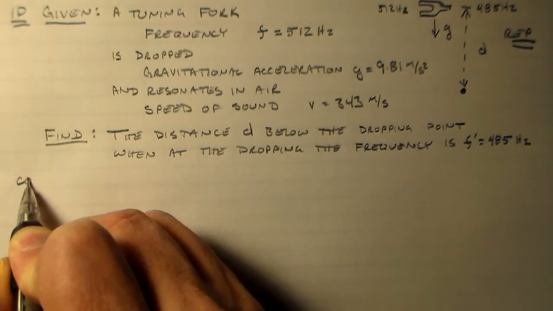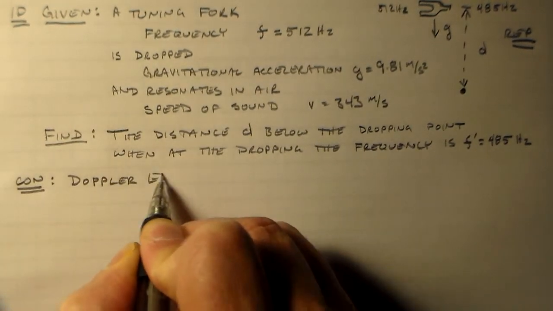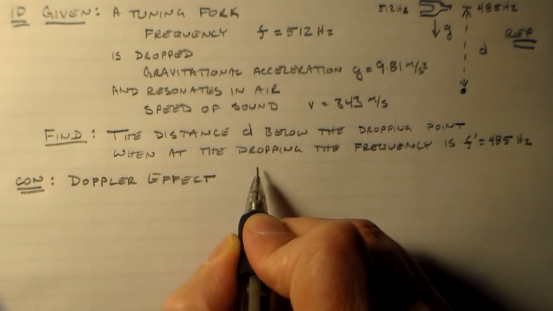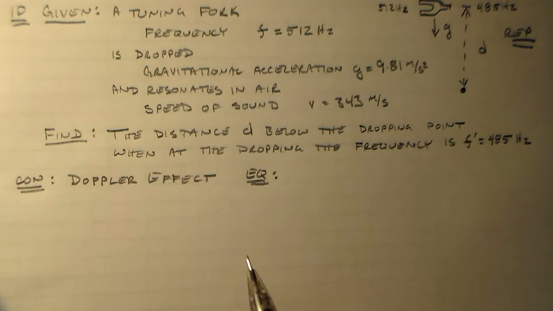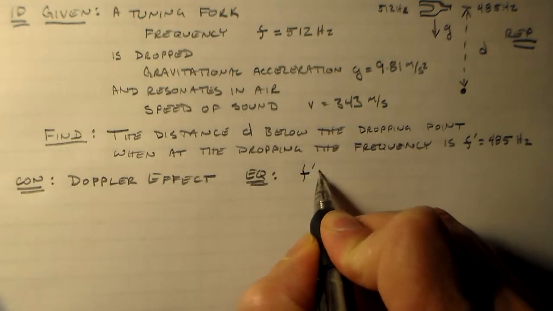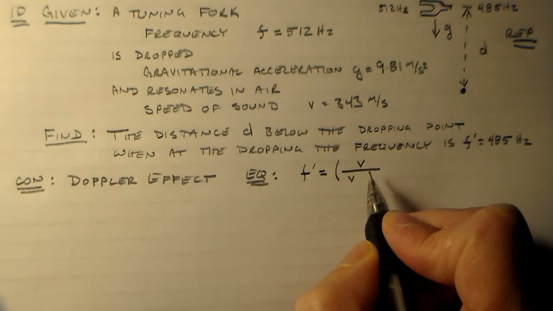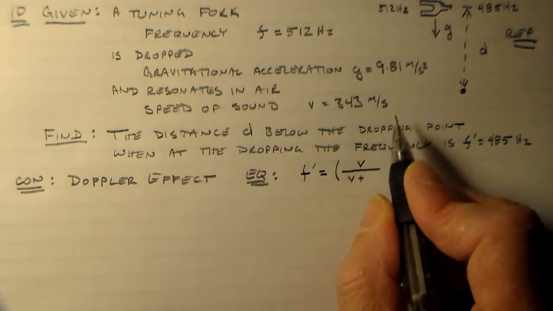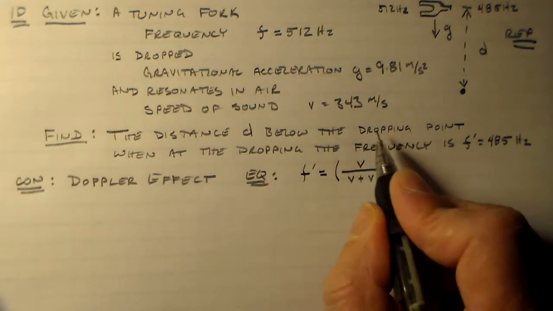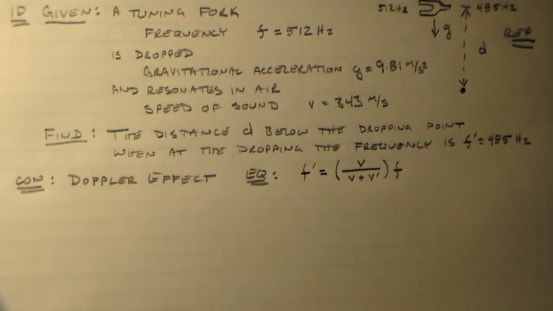Next we want a concept. What sort of concept are we using? This is going to be a Doppler effect problem. And then we have to worry about the main equation. And that main equation for the Doppler effect is going to be F prime is equal to the speed of sound over the speed of sound plus the speed of the source. So do we have any primes? We'd have no primes. So that thing times F. So that's the equation we care about in the end.